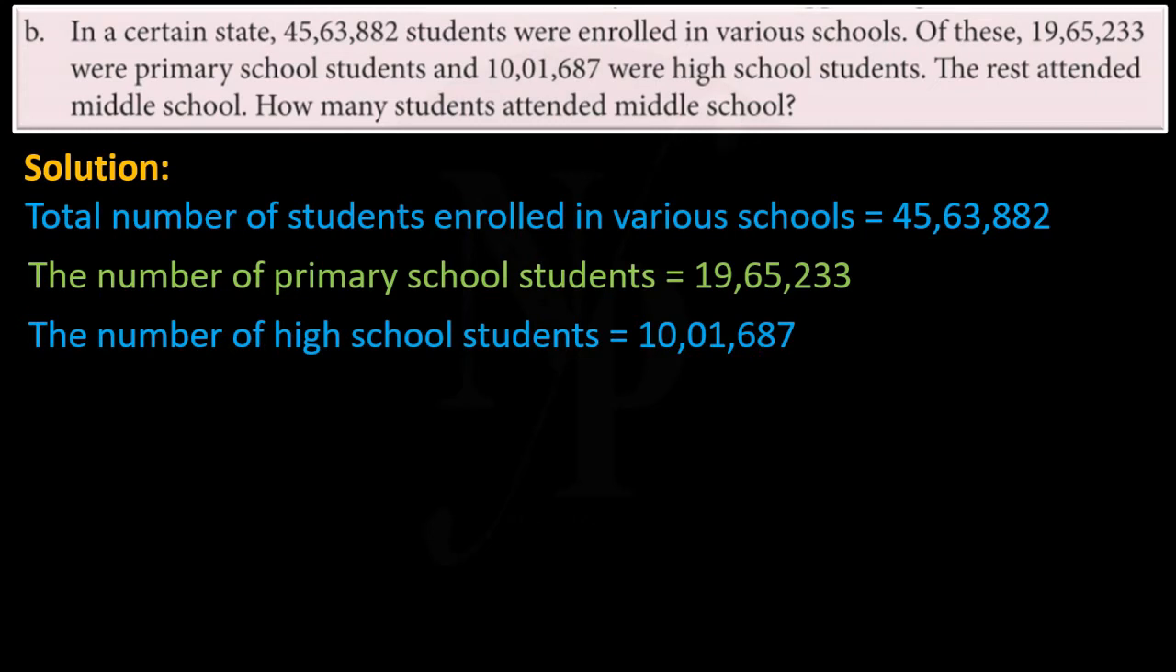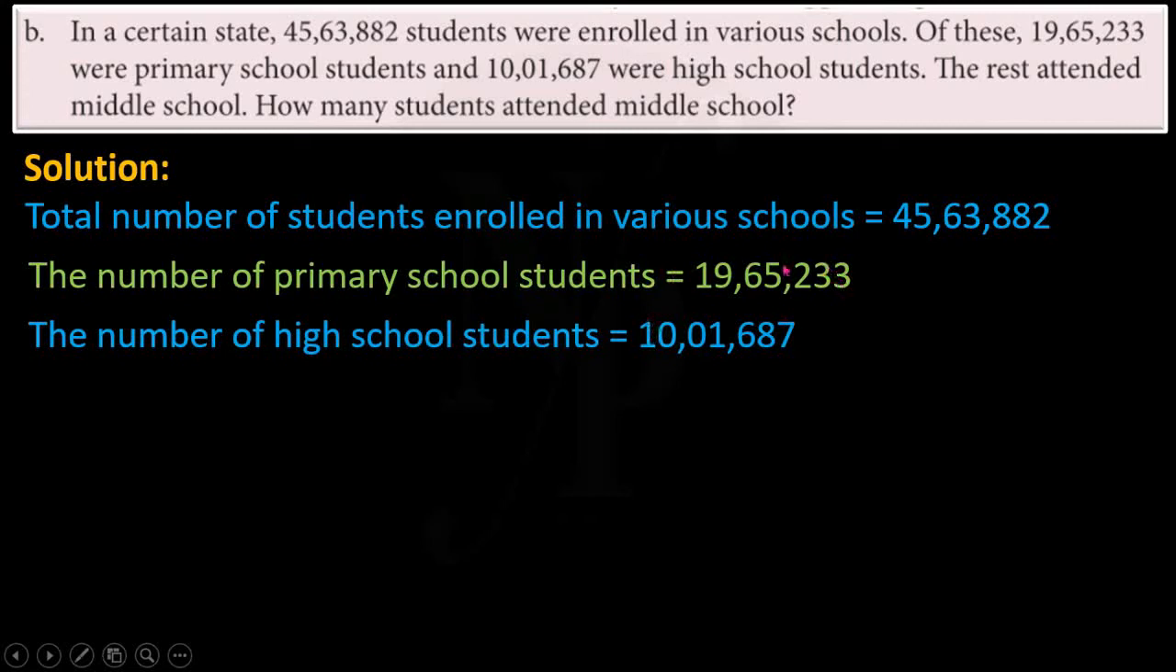So now we have to find out the total number of students attending the middle school. So how should we find that? For that, first we should find out the number of students attending primary school and high school. To find that, we should add these two numbers. That is 19,65,233 plus 10,01,687 gives us the total number of students attending primary school and high school.